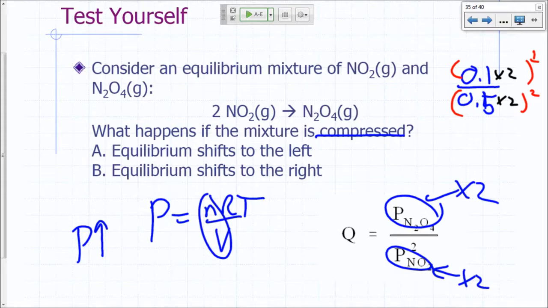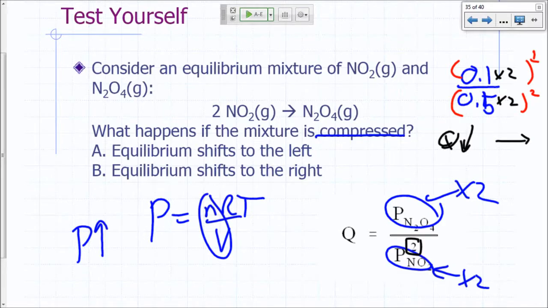What happens to my Q? The square is in the denominator, so it's cut in half, right? So my Q becomes smaller, right? And so if Q becomes smaller, what happens? Where will it shift? Shift to the right.